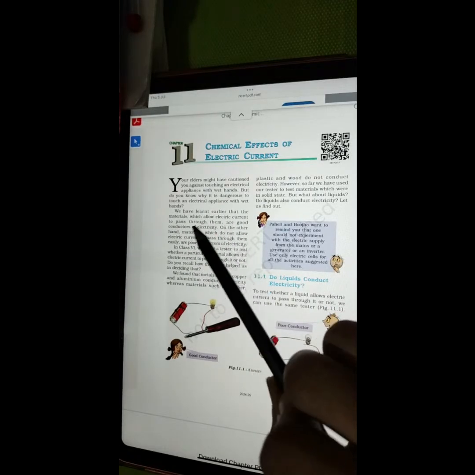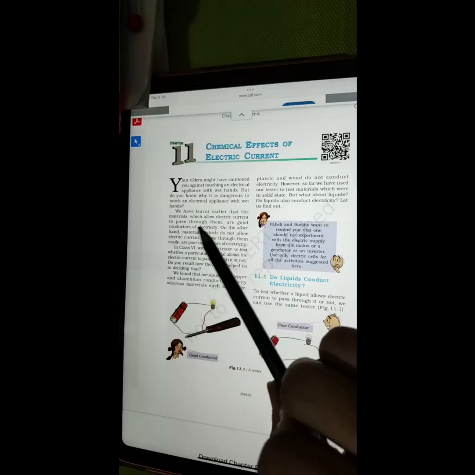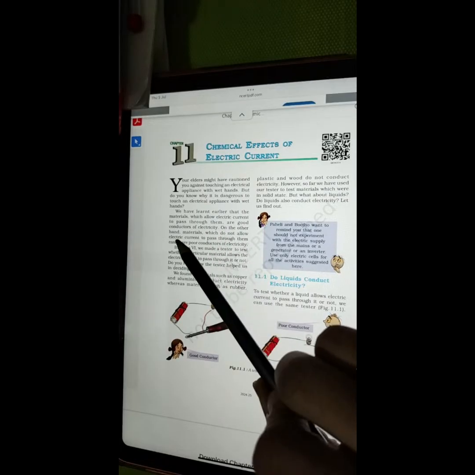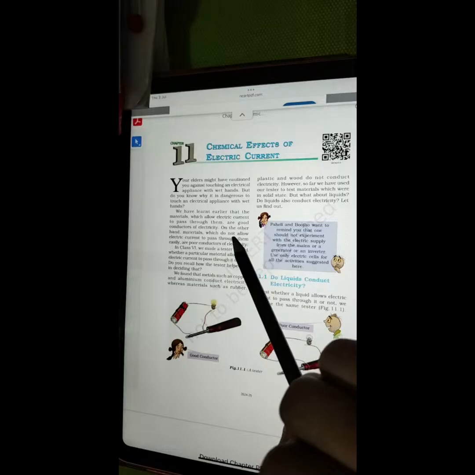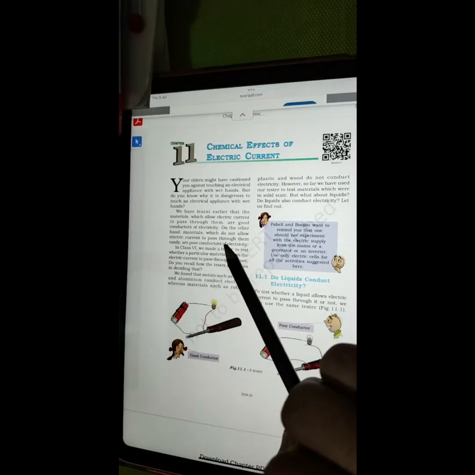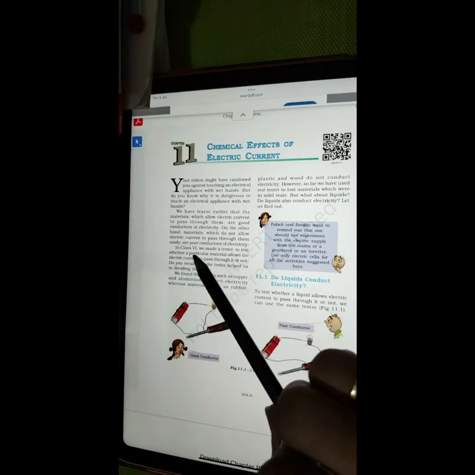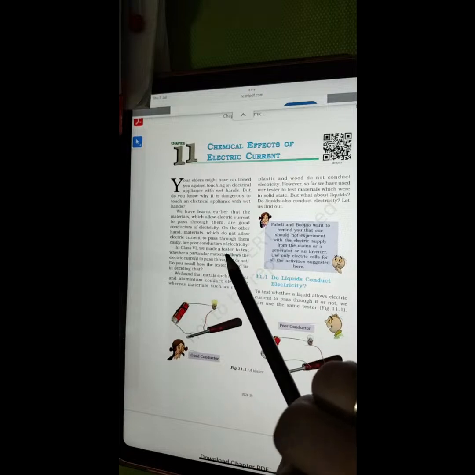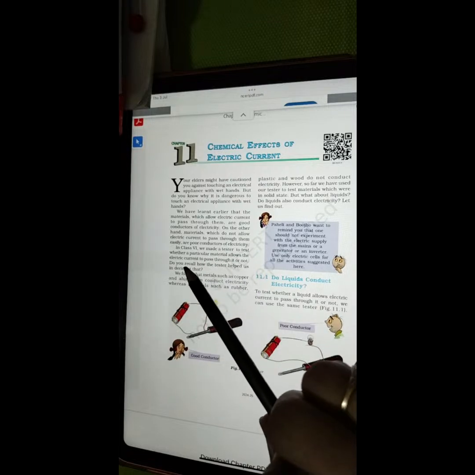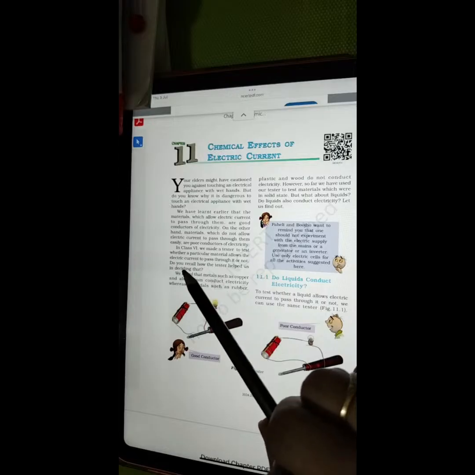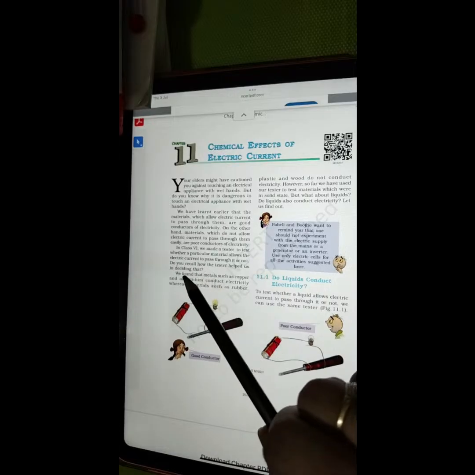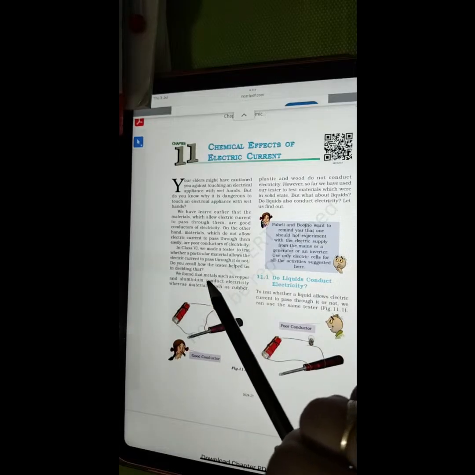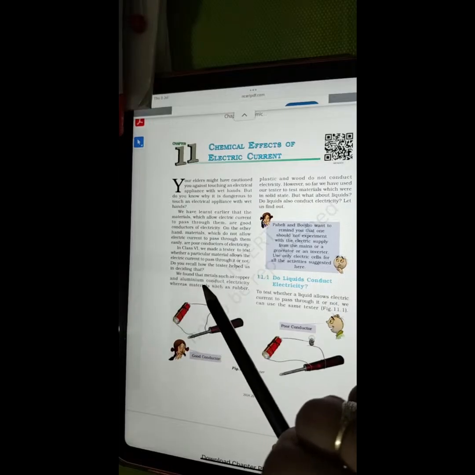We have learned earlier that the materials which allow electric current to pass through them are good conductors of electricity. On the other hand, materials which do not allow electric current to pass through them easily are poor conductors of electricity. In class 6, we made a tester to test whether a particular material allows the electric current to pass through it or not. Do you recall how the tester helped in deciding that?